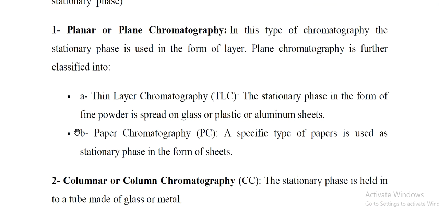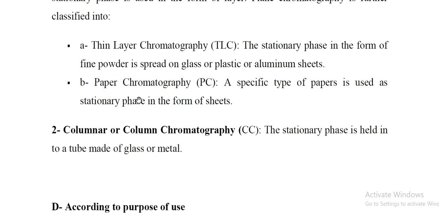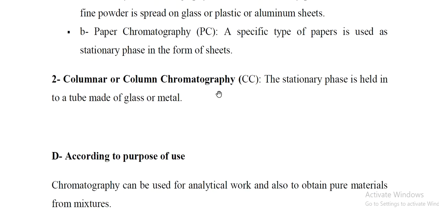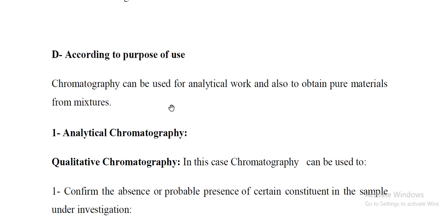Okay, this is according to the technique: either planar chromatography, or columnar chromatography. The stationary phase is held in a tube made of glass or metal. In column chromatography, the stationary phase will be inside a column, usually glass, and sometimes metal in advanced instruments.